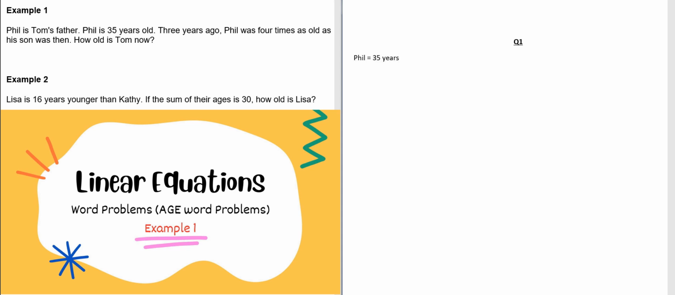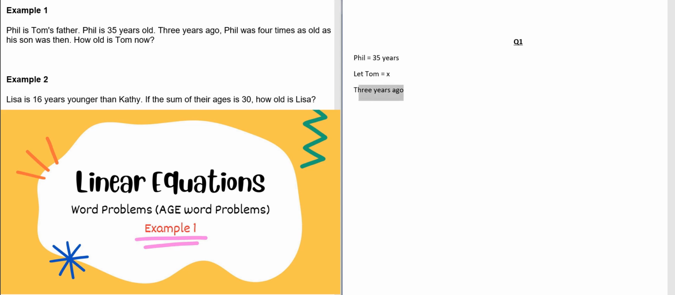And then Tom, we don't know Tom's age, so we can say let a variable like x. So let Tom be x years, because we don't know Tom's age. Then they said what? 3 years ago.